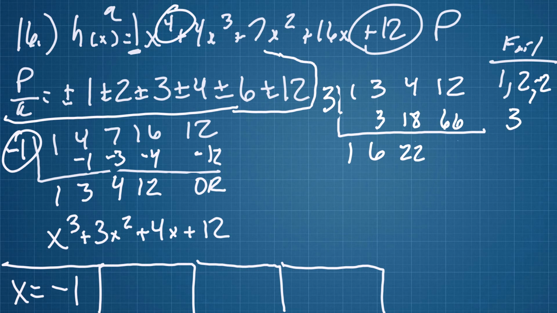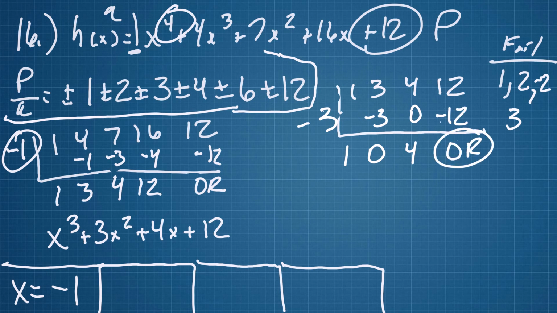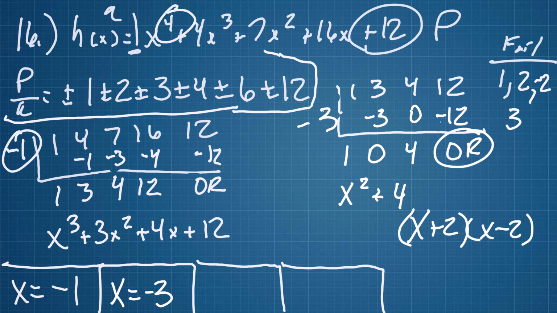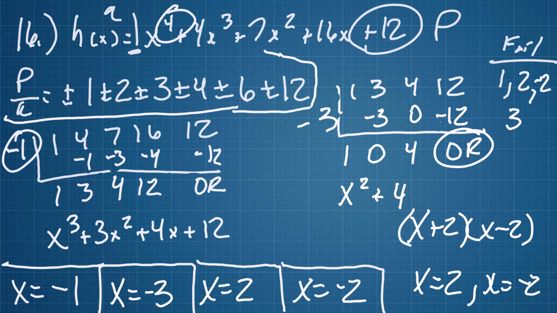So now I'm going to move on and try negative 3. Drop down the 1. Negative 3. 0. Negative 3 times 0 is 0. Gives me 4. Negative 3 times 4 is negative 12. So that's a remainder of 0, which means negative 3 is the solution. So now I have my new problem, x squared plus 4. And I remember I'm going to factor that into x plus 2i, x minus 2i, which gives me my solution is x equal to 2i, and x is equal to negative 2i. So there's my 4 solutions. And that's it for 16.